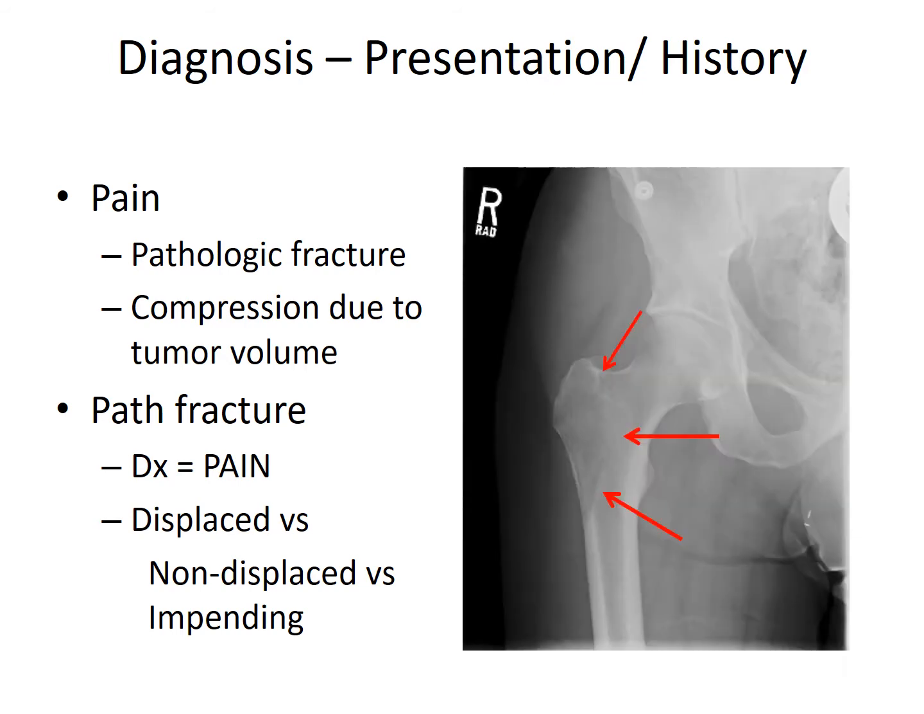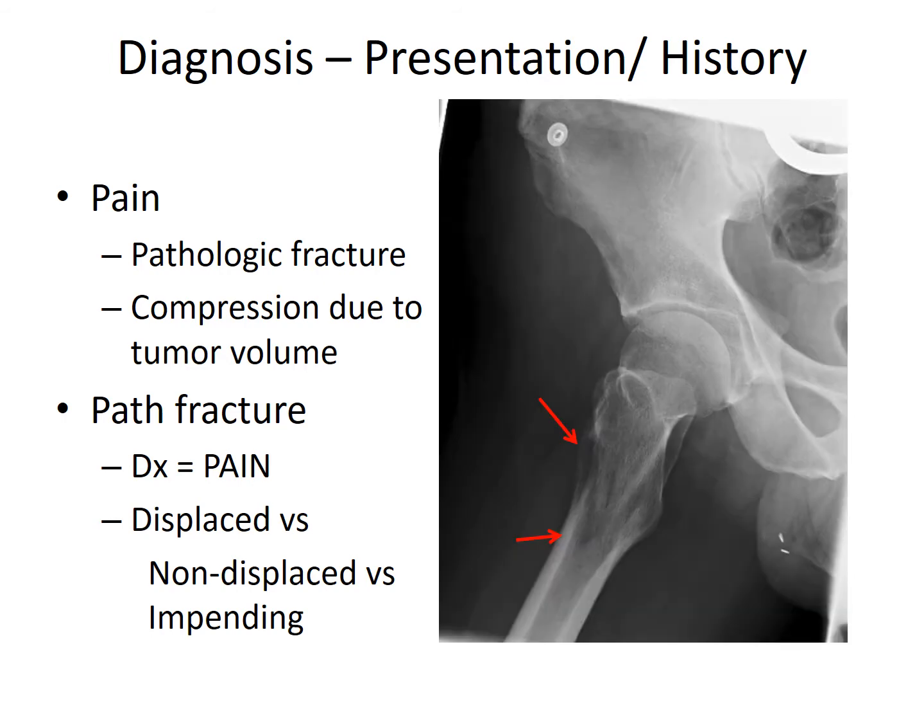Here's an example of a non-displaced pathologic fracture, and you see the red arrows are showing you a lesion in the greater trochanter extending down below the lesser trochanter. You can see this better on the lateral view. This patient has a lytic bone lesion and they have weight-bearing pain and pain with any pressure on the bone. So this is a pathologic fracture. It just hasn't displaced.